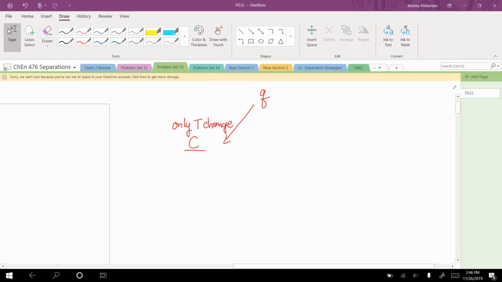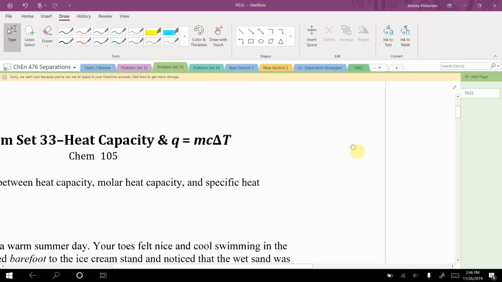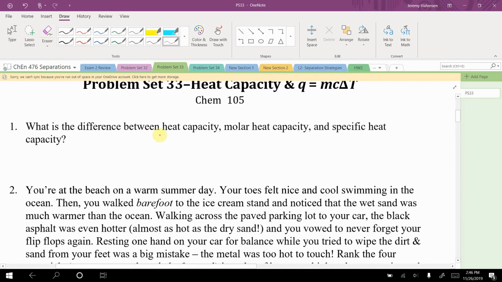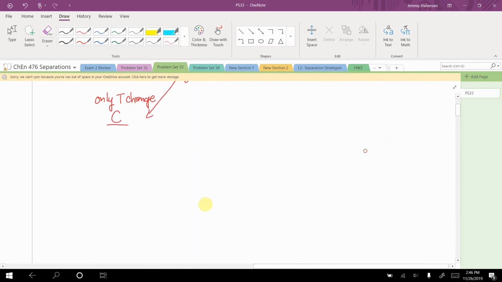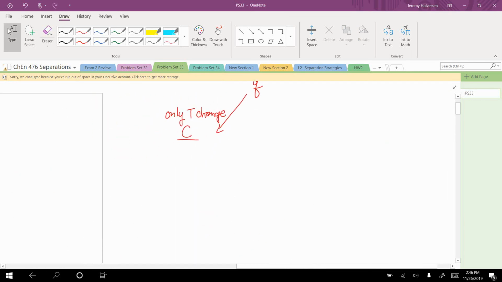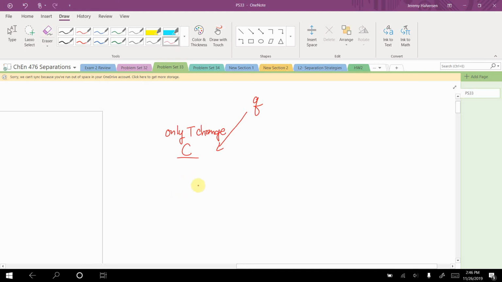Technically, there are three different types of C values. That's the first question here: what's the difference between heat capacity, molar heat capacity, and specific heat capacity? I've used these terms interchangeably as I've taught the class, but maybe I can differentiate them now for you. Let's first talk about heat capacity. Heat capacity is usually a big C value.